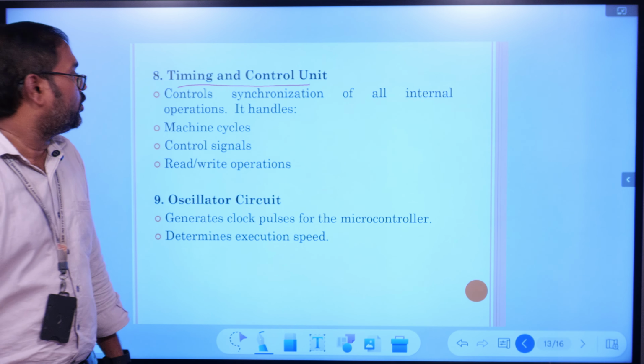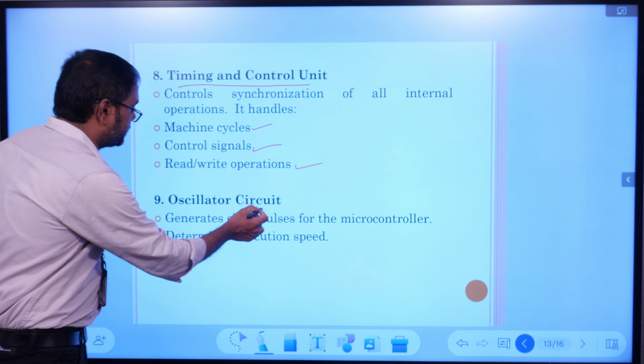And the next component is the timing and control unit. This is a very important unit because it generates the timing signals and completely synchronizes all the internal operations of the microcontroller. All the internal operations are synchronized with this timing signal. All the machine cycles, all the control signals, all the read and write operations are synchronized with the help of this timing and control unit.